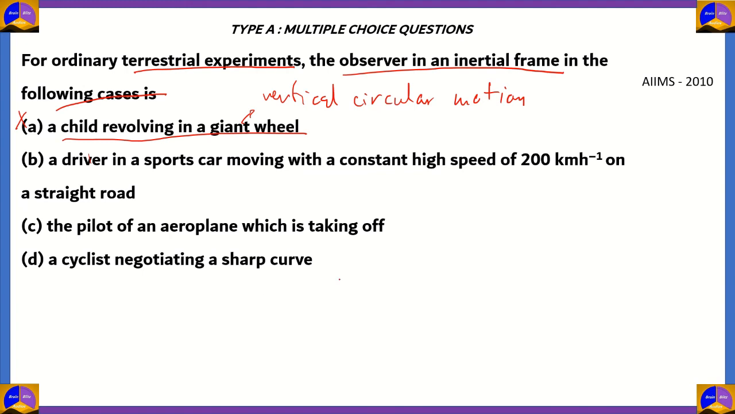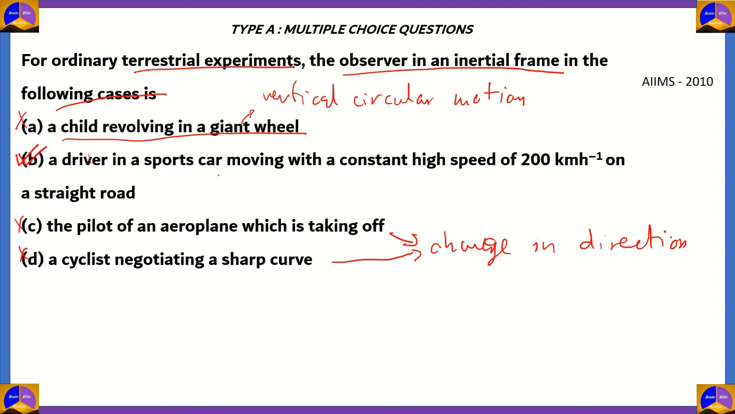Now, what about option C, the pilot of an aeroplane which is taking off? Now, the pilot of an aeroplane taking off experiences a change in direction. And in case of an aeroplane, there's also the change in velocity as well. In option D, a cyclist negotiating a sharp curve, you also have the same scenario, which is a change in direction. So therefore, option C and D are incorrect. The right answer is option B.